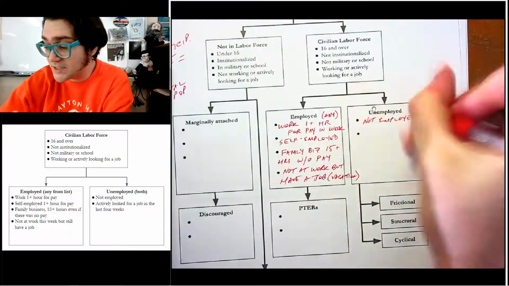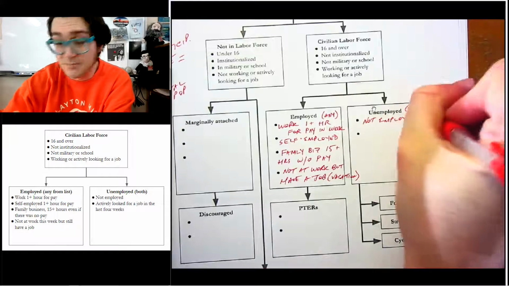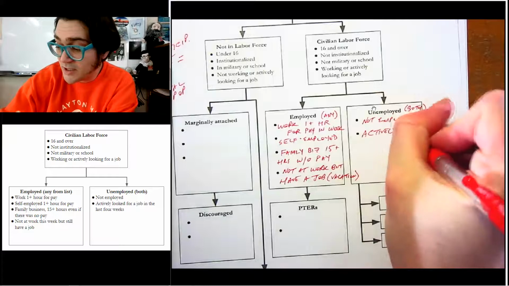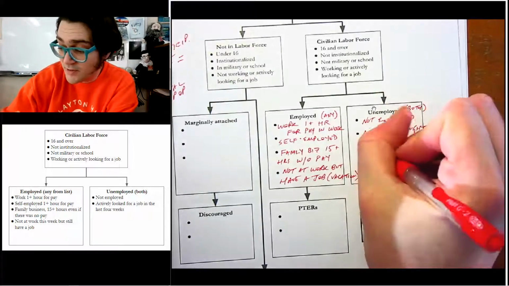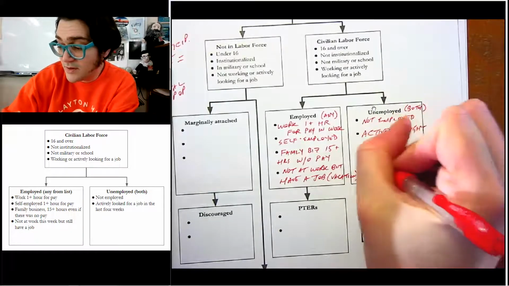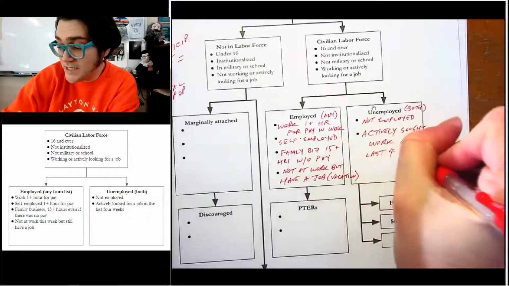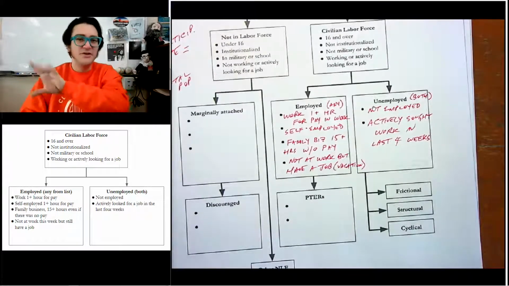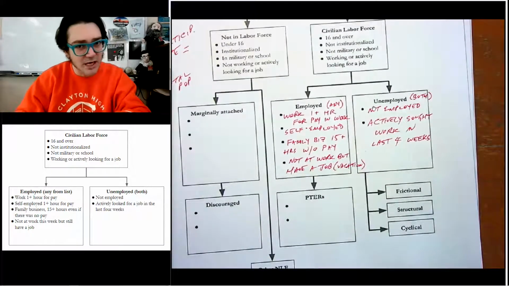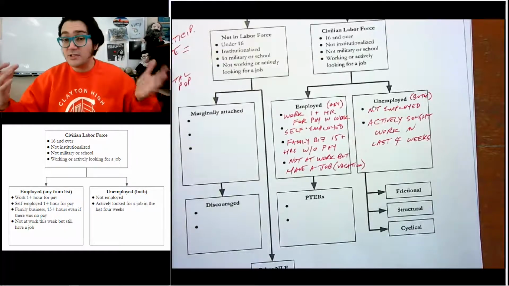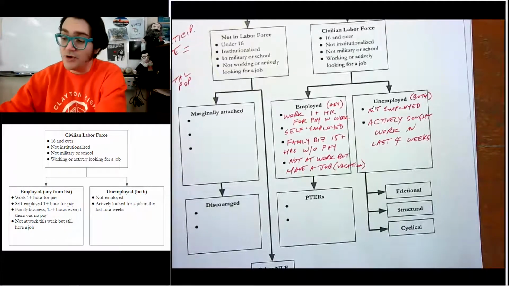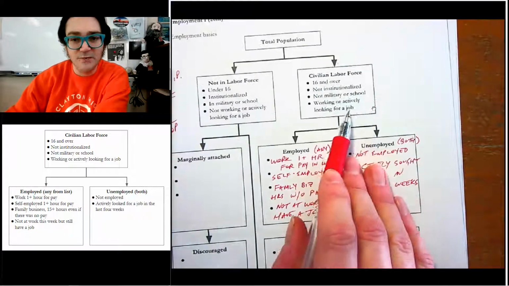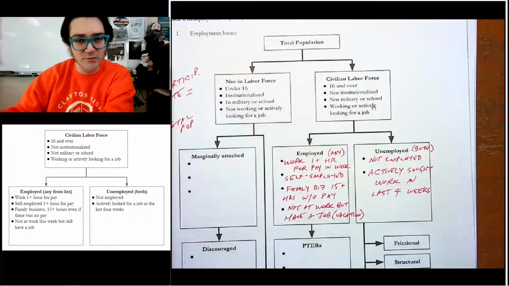The second prerequisite, so this is both, it's not any, it's both. You have to have actively sought work, looked for work in the last 4 weeks. So what happens if you looked for work 5 weeks ago and then you stopped? You still don't have a job. Well, you're not employed, but you're also not unemployed. You are neither, right? So if you stopped looking in the last 4 weeks, you are no longer actively looking for a job, boop, you went over to the not in the labor force column.